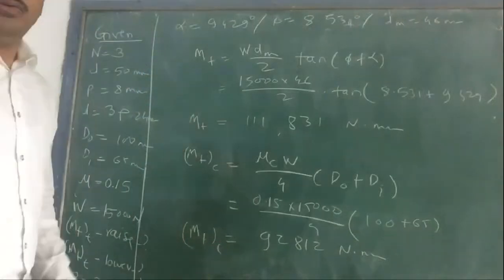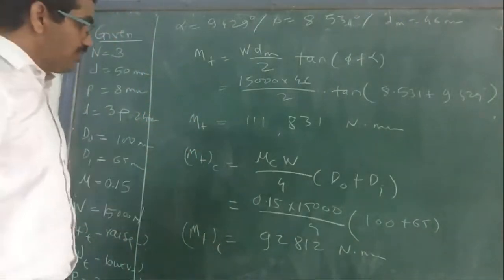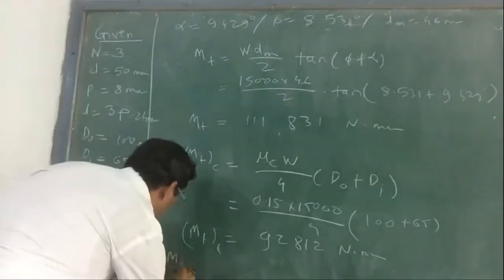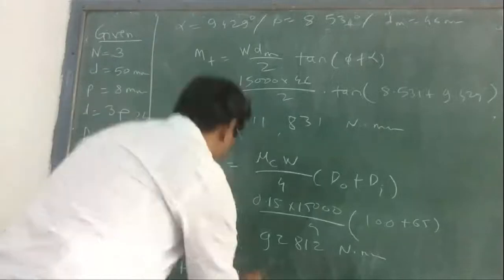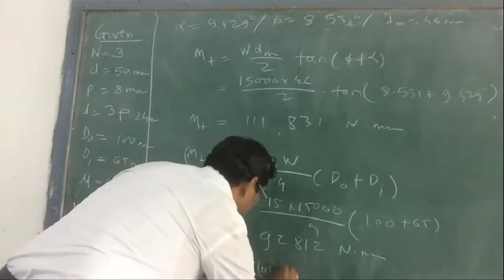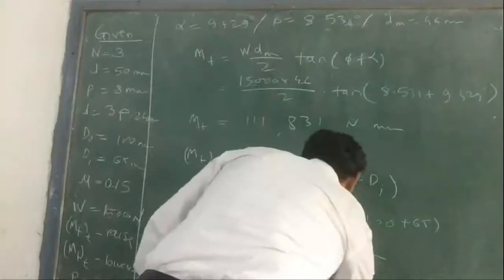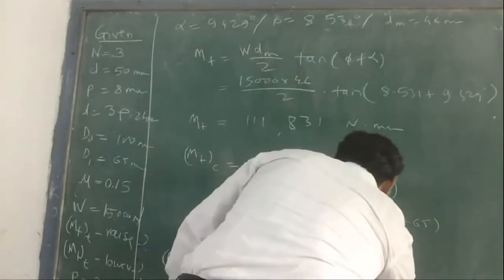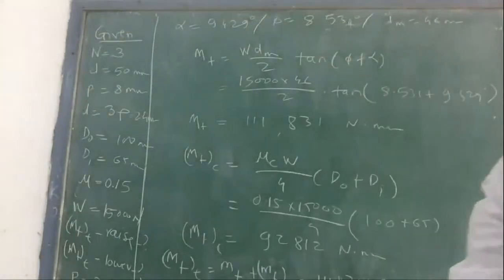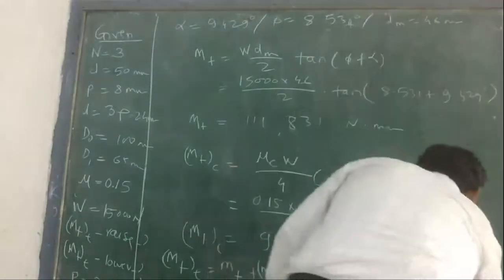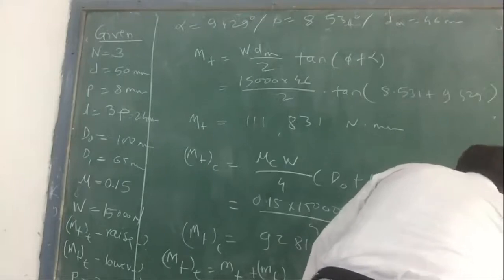Now we will see what the total torque required will be. Total torque Mtt is equal to Mt plus Mtc. We put those values: 111,831 plus 92,812. So the total required is 204,643 Newton mm. This is our first answer.